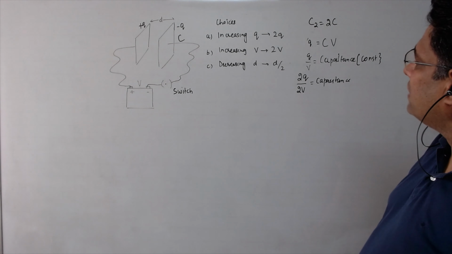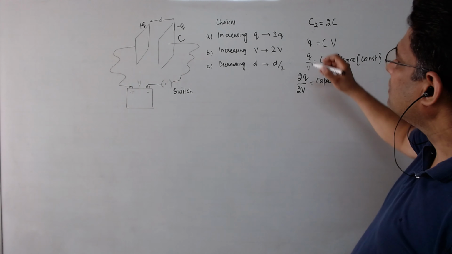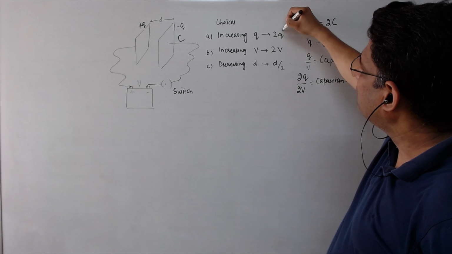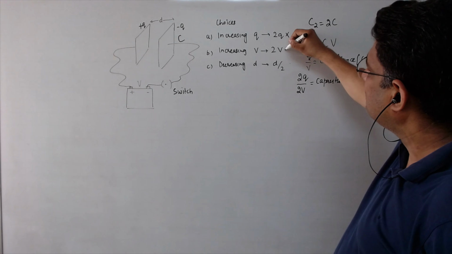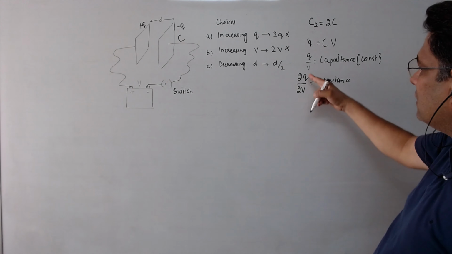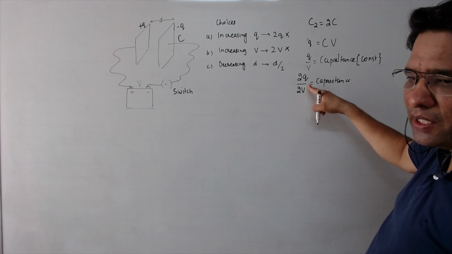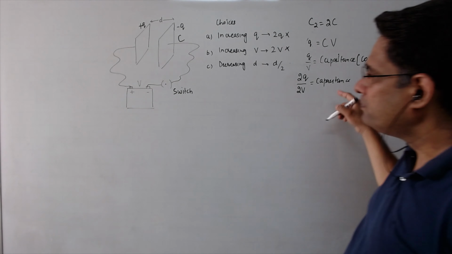So the first choice is not something which we would say is the right answer, neither is the second choice. As you can see, it is independent of both. The ratio itself is capacitance. So what does capacitance depend upon?